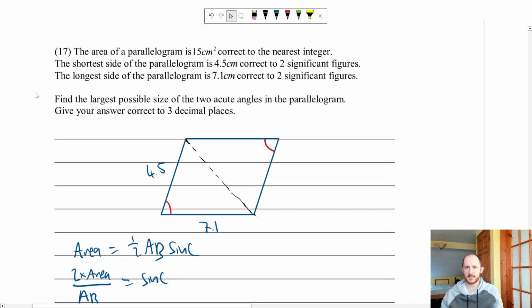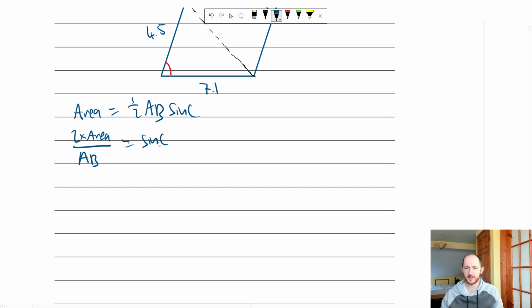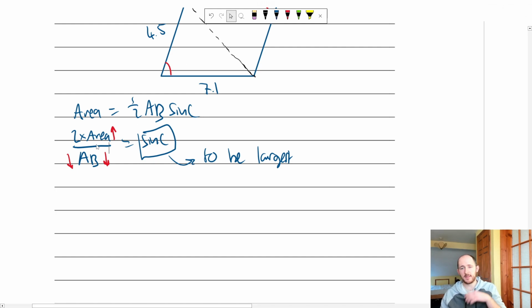Now, it says I want the largest size of the 2 angles. So to make it the largest, I need this to be largest. Now, how does that work? Well, I want the lowest value of A and B, and I want the biggest value of the area. Because that will make that fraction the biggest, right? If I make the numerator bigger, the overall thing gets bigger. If I make the denominator smaller, it makes the overall thing bigger as well, because you're dividing by a smaller number, right? Dividing by 3 will give you a smaller answer than dividing by 2, as an example.